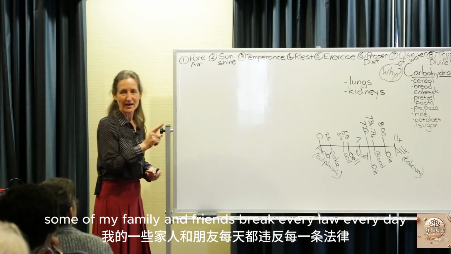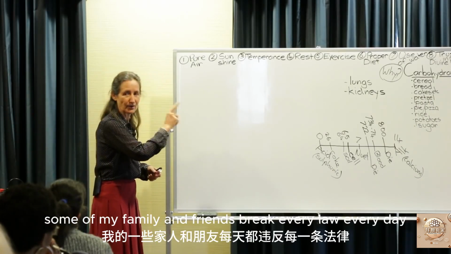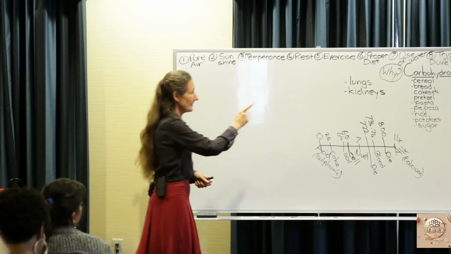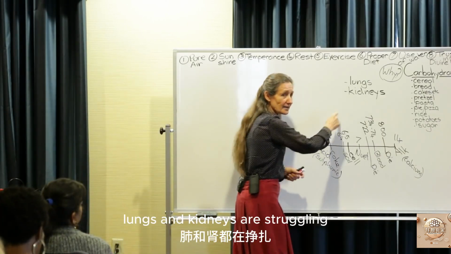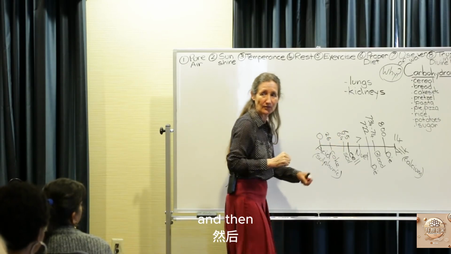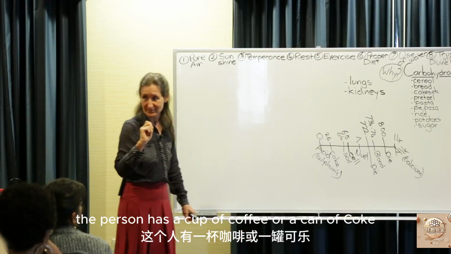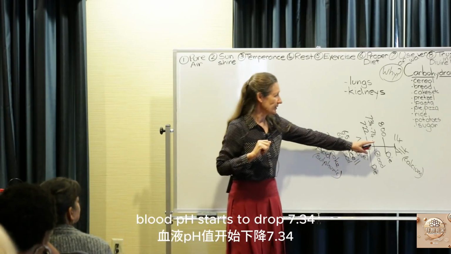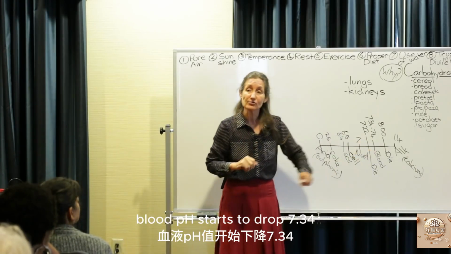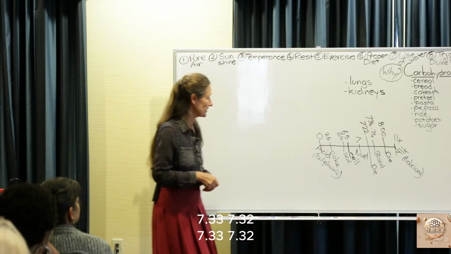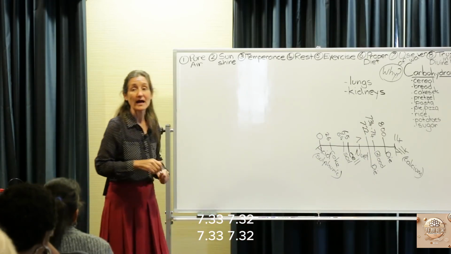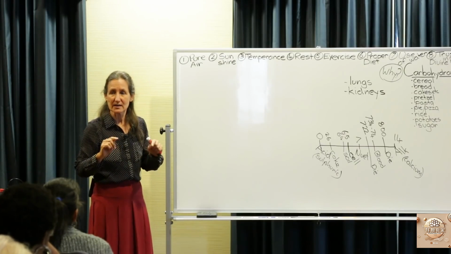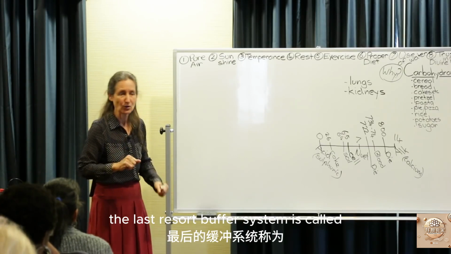Now, some of my family and friends break every law every day. Lungs and kidneys are struggling and they're just managing to keep it, and then the person has a cup of coffee or a can of Coke. Blood pH starts to drop, 7.34, 7.33, 7.32. Alarm bells go off. The last resort buffer system is called on.